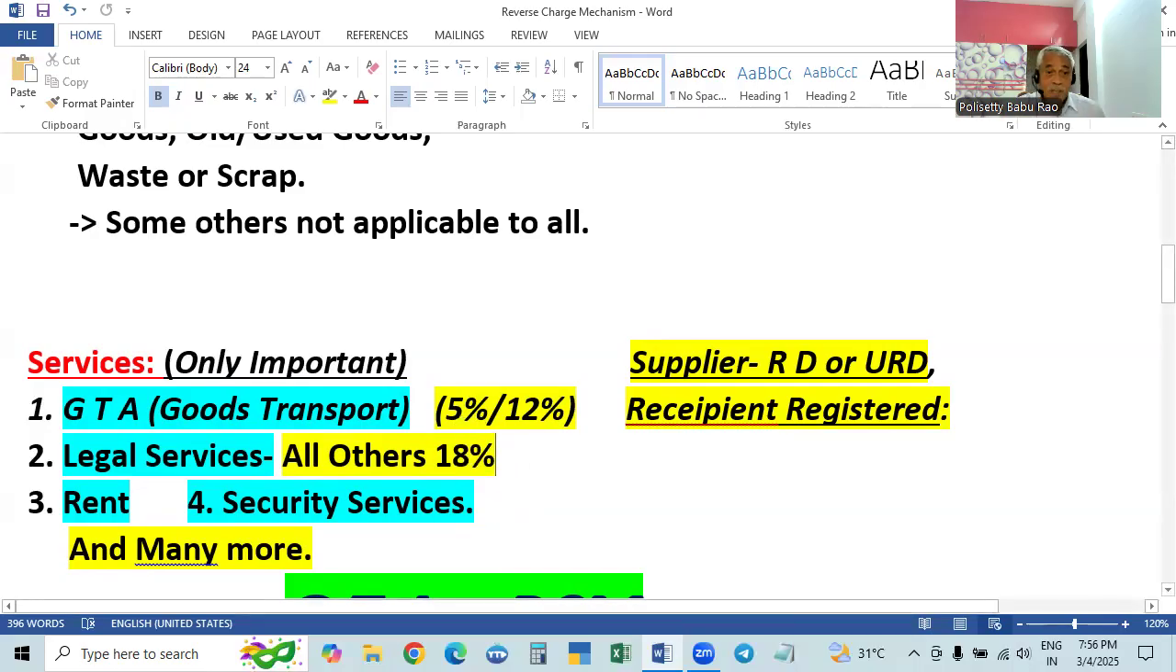And here he has to opt for this. The registered goods transport agency has to apply to the GST department in Annexure 5. He has to apply and get the permission. Then he can collect the tax at 12% under the forward charging mechanism. He has to mention the option in the invoice, and the invoice includes the tax. If he does not opt for this, even if registered, the 5% RCM is applicable.